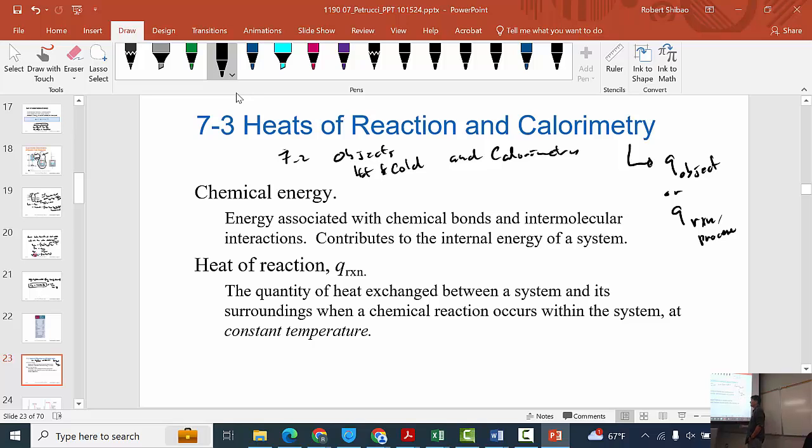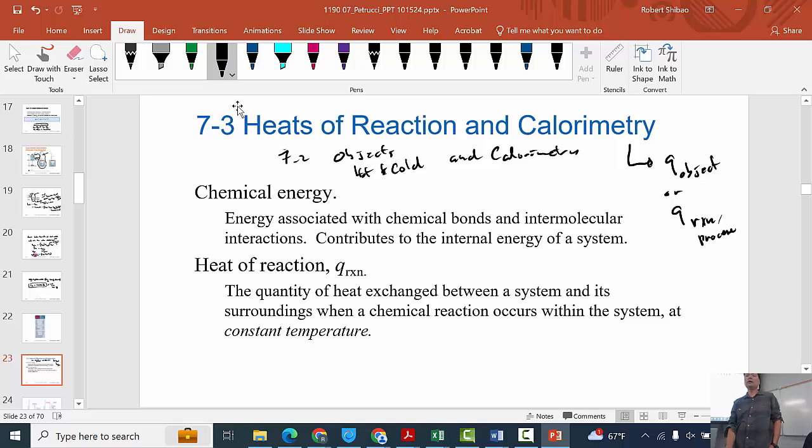How much heat does it take to melt? We can measure that with calorimetry. How much heat does it take to boil? Or how much heat is released when steam condenses? This kind of stuff. And so these are the two types of things we measure.